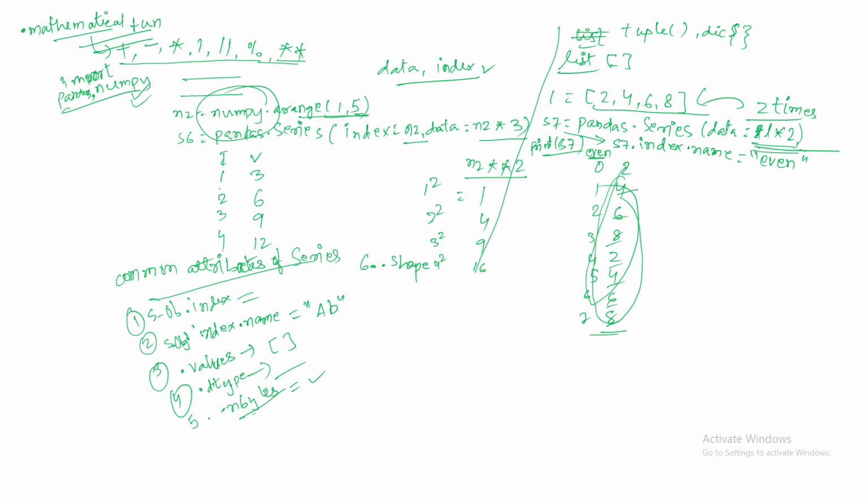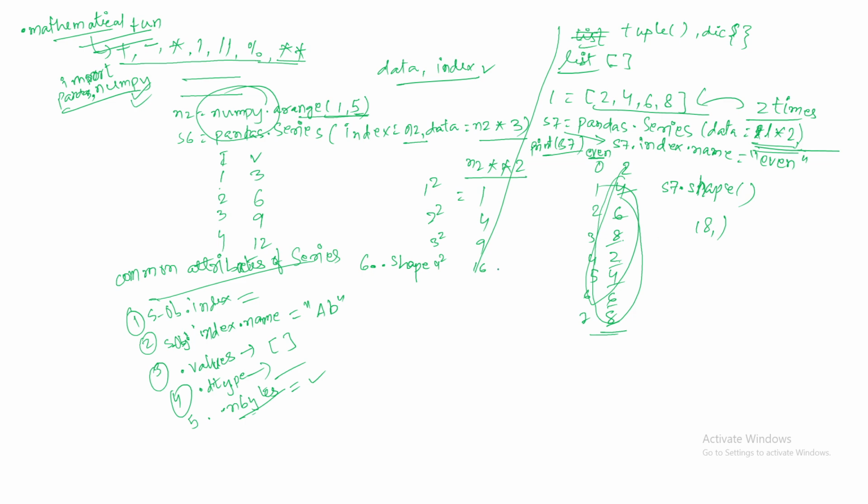Suppose you write S7 dot shape, then what happens? It will display 1 2 3 4 5 6 7 8. It will come as output 8 comma. Okay, 8 comma. Now n bytes you have seen.